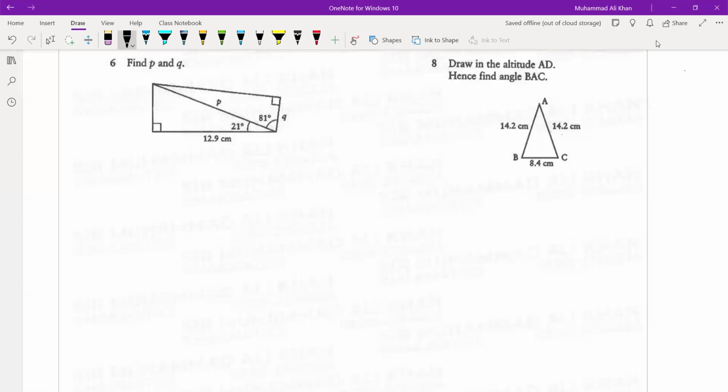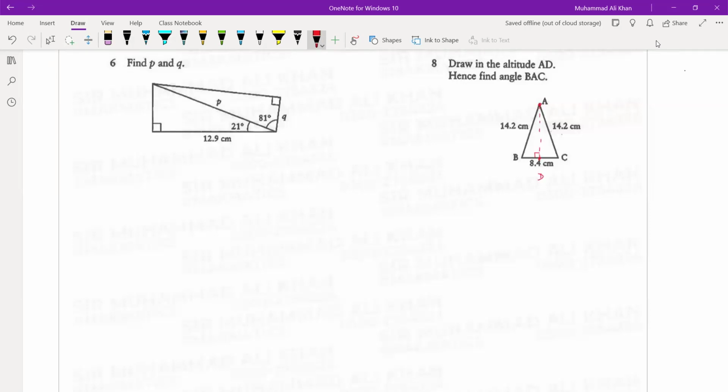Okay, students, now question number 8. Draw in the altitude AD, hence find angle BAC. First, we have to draw a straight line here. This is called the altitude, the height of the triangle. And this will make an angle of 90 degrees. And at this point is called point D.